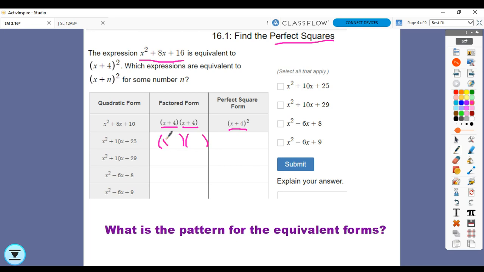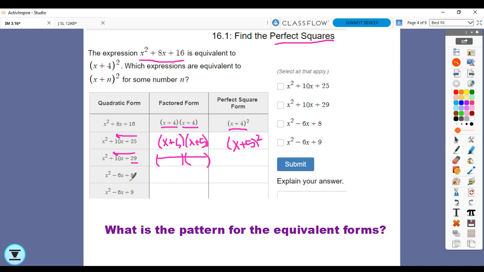So x squared, we have x and x. Are there factors of 25 that add to get 10? Plus 5, plus 5. And these are exactly the same. So that means I can rewrite this as x plus 5 squared. All right, how about this one? Are there factors of 29 that add to get 10? No. So this one's not even factorable, so we can't do that.